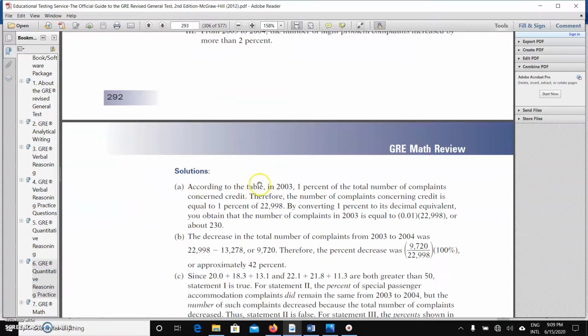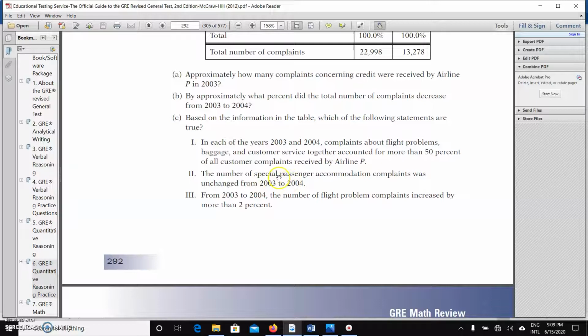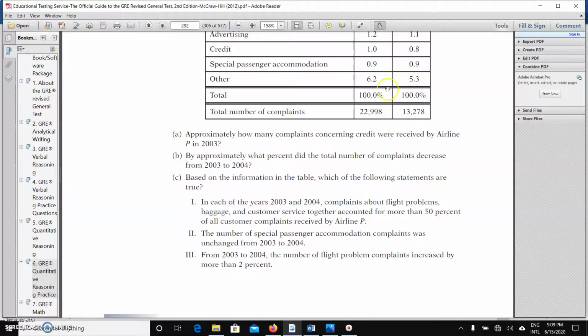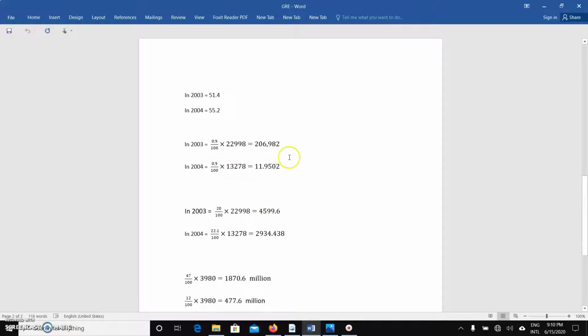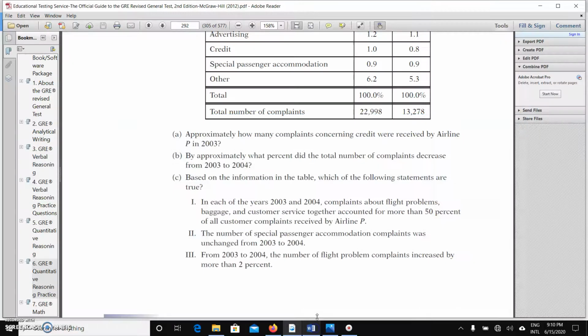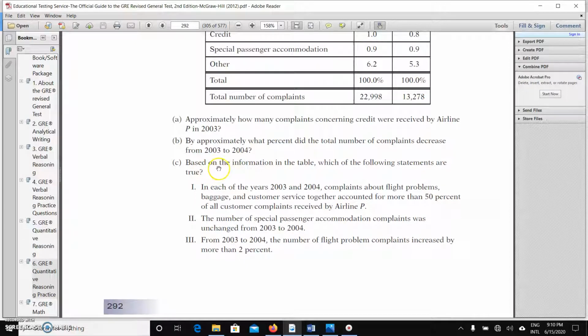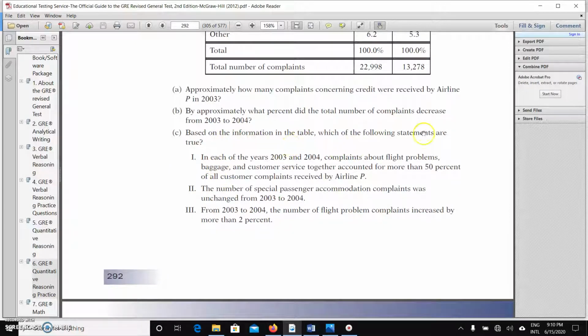The one I solved, the other one, I showed you already: special passenger accommodation complaints was unchanged. I showed you the calculation, since I looked for 0.9 percent of this, 0.9 of that, and my calculation is here. It's obvious that they're not the same. Now, the last question for this set. Based on the information on the table, from 2003 to 2004, the number of flight problem complaints increased by more than 2%.